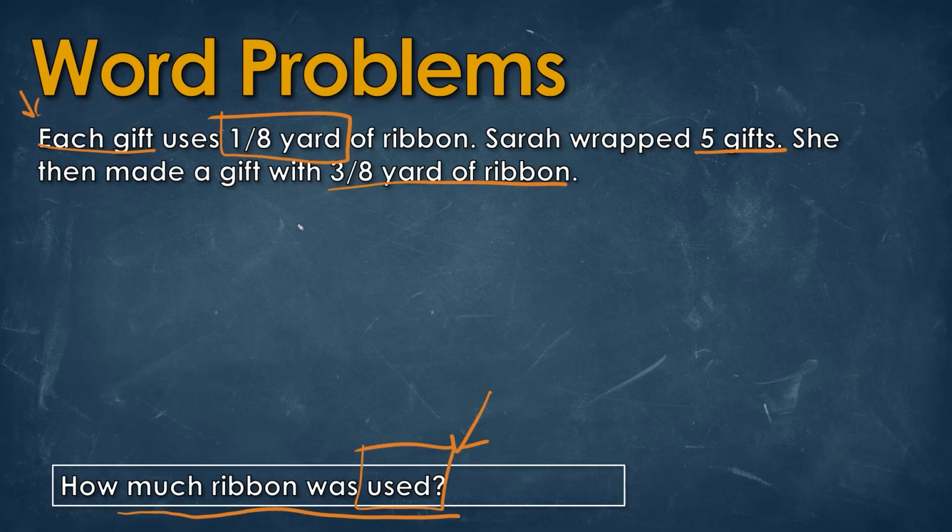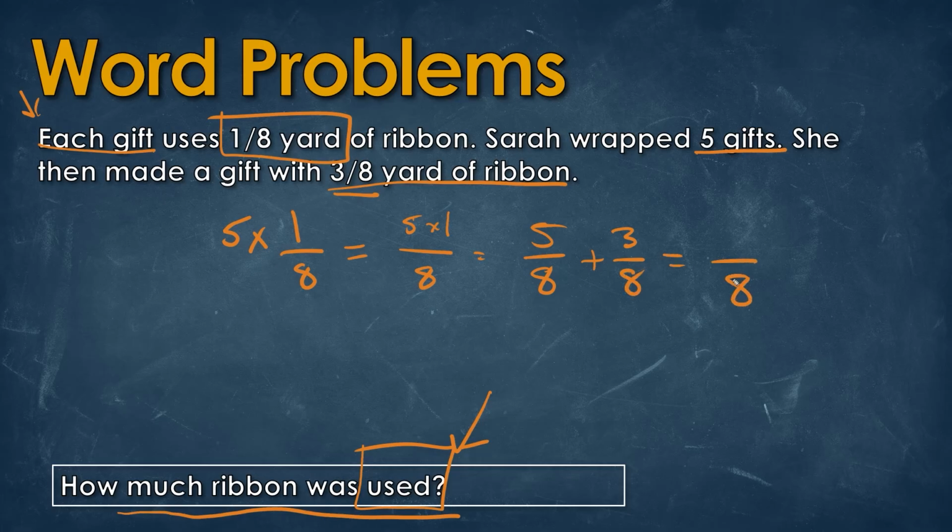So when we have 1/8, and we see that we have 5 gifts, we're going to be multiplying this. When we multiply these values, we keep that bottom number the same. That denominator stays the same, and if we multiply this, we only multiply the 2 top numbers. So we have 5 times 1, which is equal to 5, so we'll have 5/8. Then it looks like we're going to be adding 3/8 of a yard of ribbon on top of that. So now we'll add that in, the denominator stays the same. Then we'll have 5 plus 3, which is equal to 8/8. So we used 8/8 yards of ribbon.